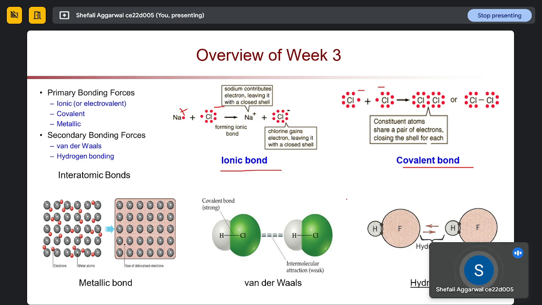Also there are chances that there is a sharing of atoms between two dissimilar atoms. That is also called a covalent bond only. One special type of covalent bond is the metallic bond. In a metallic bond, there is a mass sharing of electrons among several atoms.